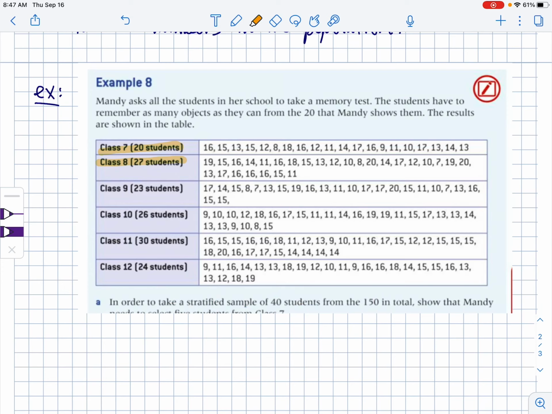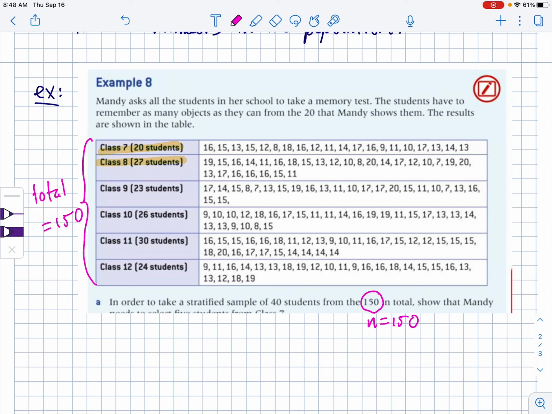I apologize that this got a little cut off down here, but it says, in order to take a stratified sample of 40 students from the 150 in total. So there's a total of 150. There's 150 students that she talked to out of all the classes. So this total equals 150 kids. She wants a stratified sample of 40.